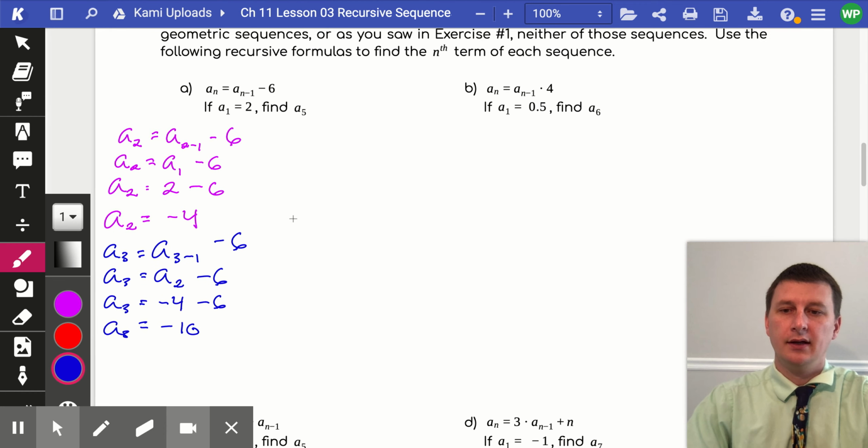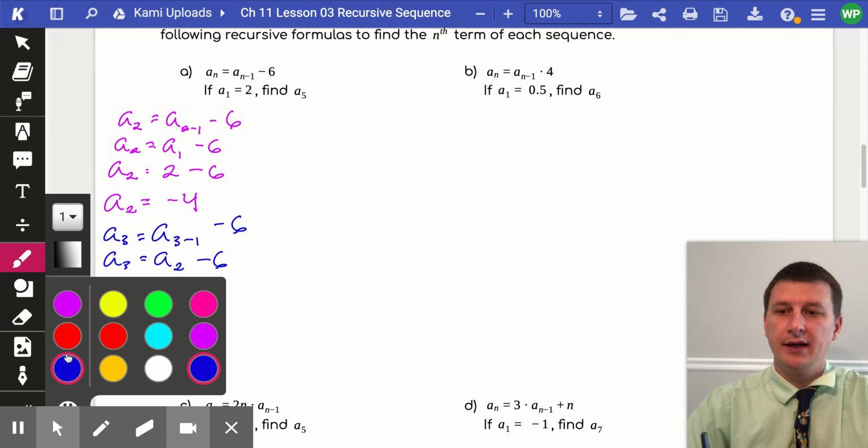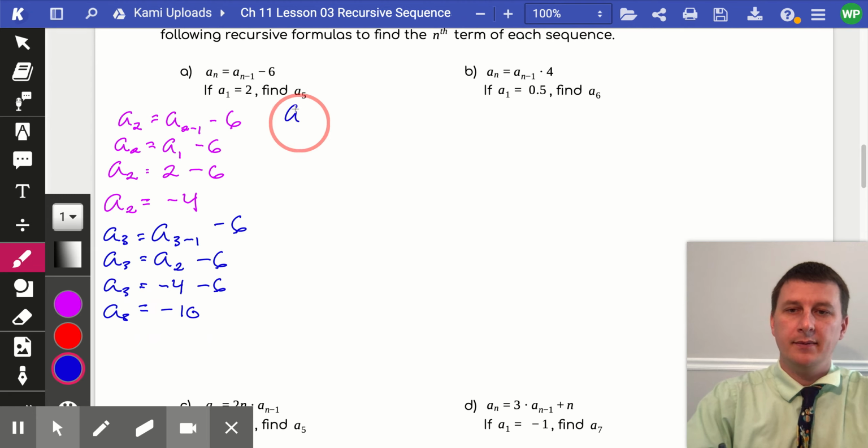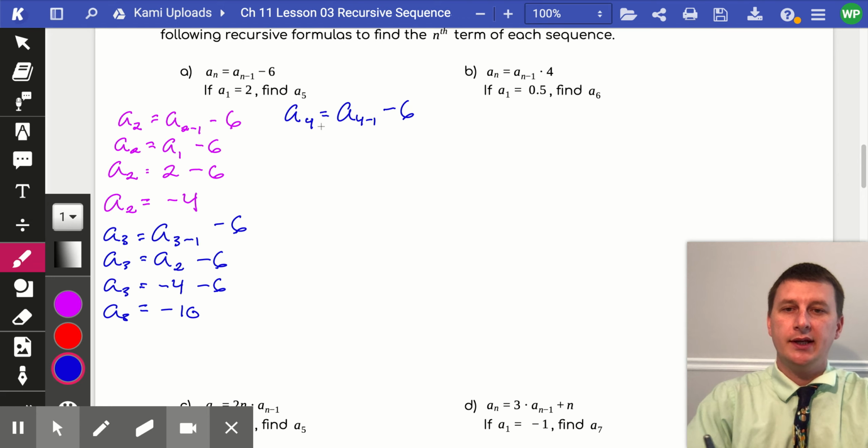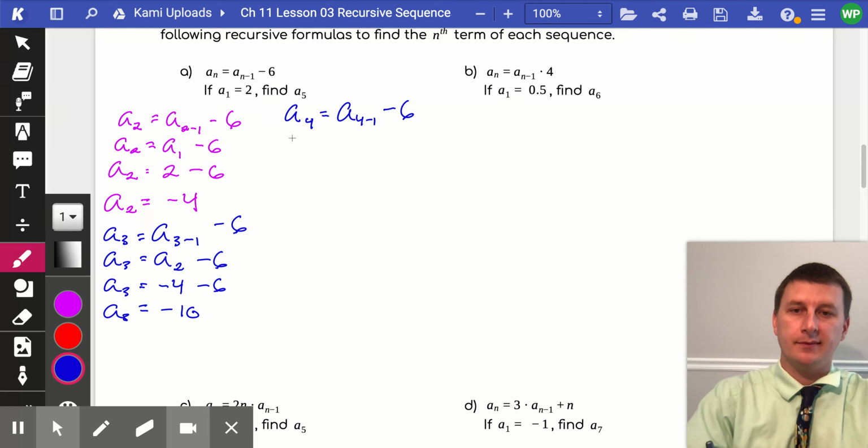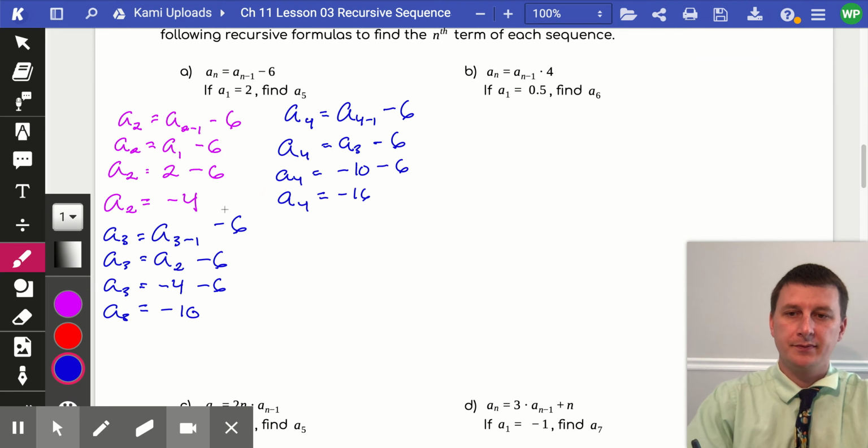All right. So now we're going to look at a sub 4 up over here. And we're going to do a sub 4 minus 1 minus 6. Again, just substituting into the formula that we're given to get to our fifth term. So a sub 4 is going to be the same thing as the third term minus 6. And we just found out down here that our third term was negative 10. Negative 10 minus 6 is going to give us a fourth term of negative 16.